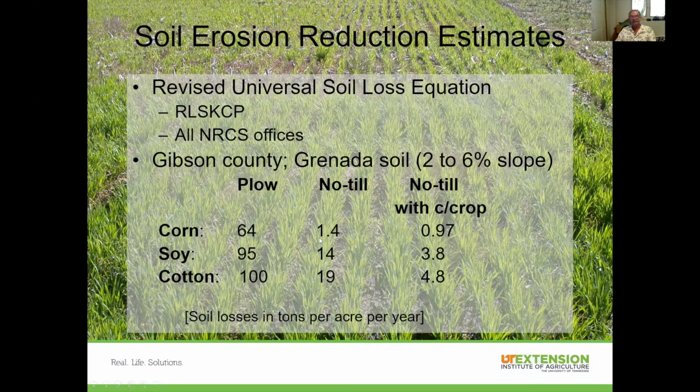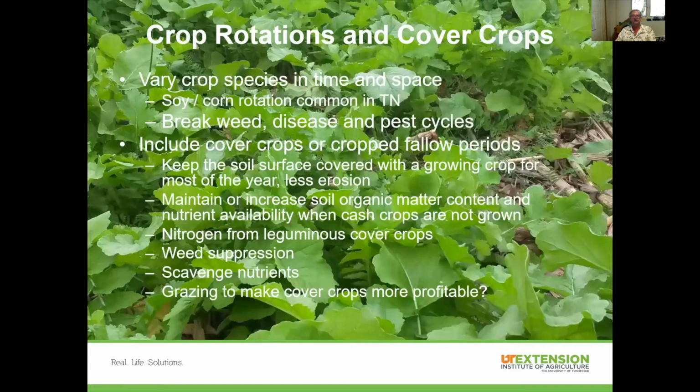Can we do better? Yes, we can do better. If we add a cover crop into the system, we can reduce our soil erosion losses under corn to less than 1 ton per acre per year, less than 4 tons for soybeans, and less than 5 tons for cotton. So no-till is a great way to reduce soil erosion, but the addition of cover crops is another great way of further reducing that soil erosion.